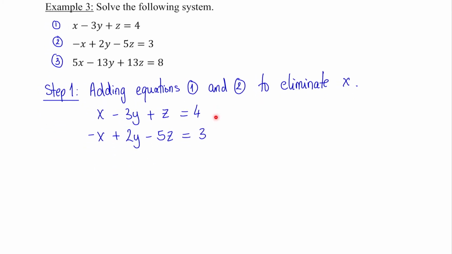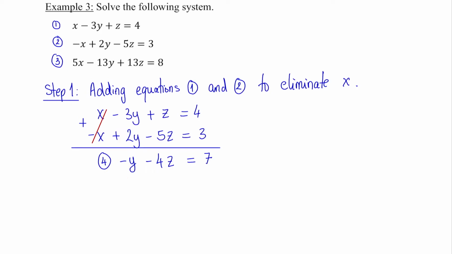I am going to add the 2 equations in order to eliminate x. x plus negative x is 0. Negative 3y plus 2y is negative y. z plus negative 5z is negative 4z. 4 plus 3 is 7. This is equation 4. Equation 4 is in terms of y and z.